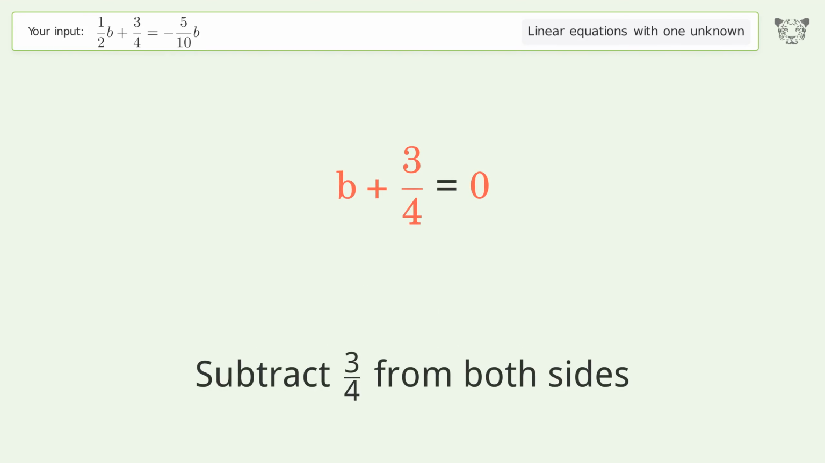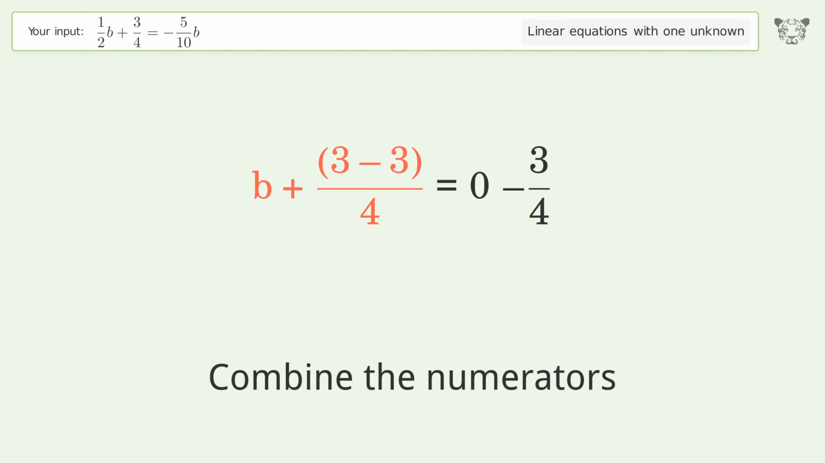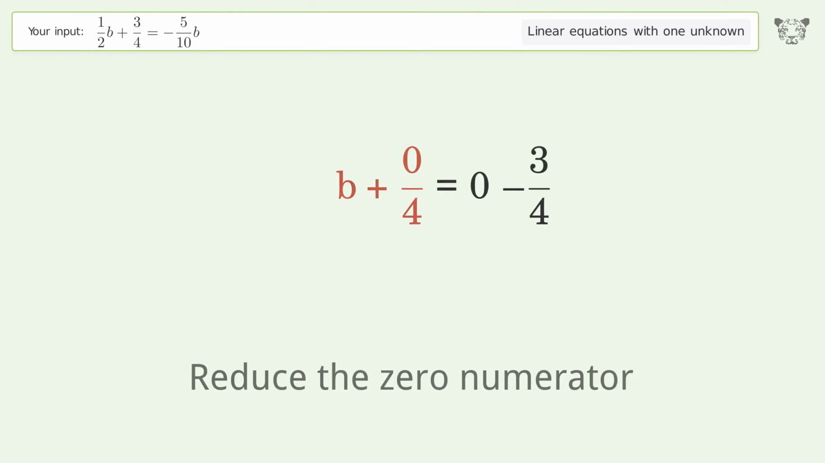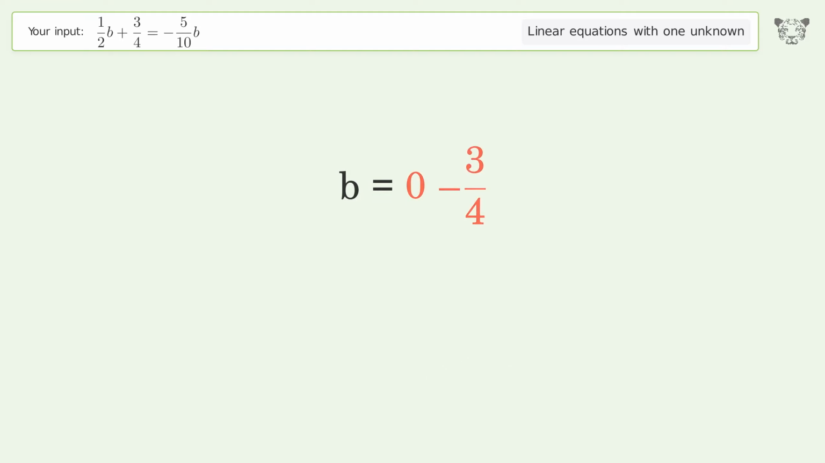Subtract 3/4 from both sides. Combine the fractions. Combine the numerators. Reduce the zero numerator. Simplify the arithmetic. And so the final result is b equals -3/4.